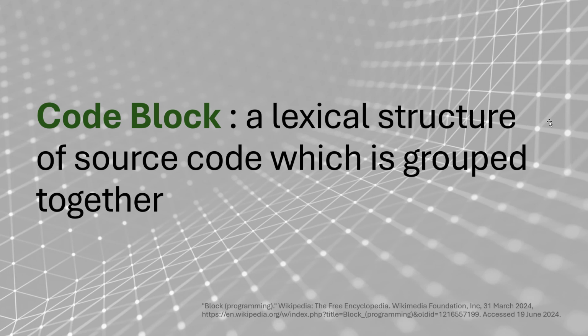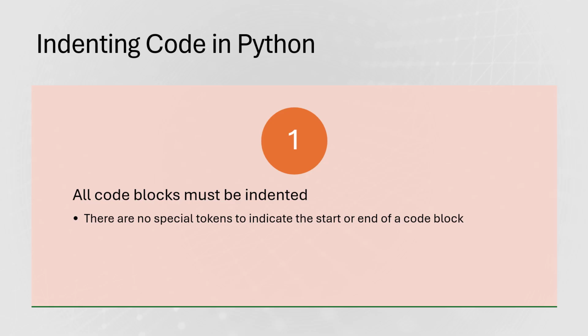And with a lot of languages, especially languages with a C-style syntax, you'll use some special token. In the case of C or Java, it's opening and closing braces to say, hey, this is where these statements are grouped together. But in Python, things are slightly different. In Python, all code blocks must be indented. There's nothing special to indicate the start or end, so you have to use indentation. That means indentation is important.